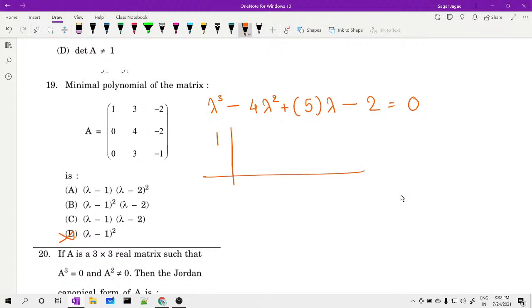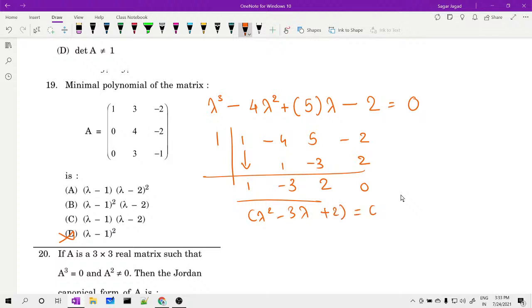So if I put 1, it's 1 minus 4, 5 minus 2. So 1, 1 ones are 1, minus 3, 2, 2, 0. This is the equation: lambda squared minus 3 lambda plus 2 is equal to 0. What are the roots of this? 2, 2 squared is 4, 4 minus 6 plus 2, yes, it is a root. And 1, right? This is the characteristic equation, so the minimal polynomial should divide it. If it is not this, it should be this.